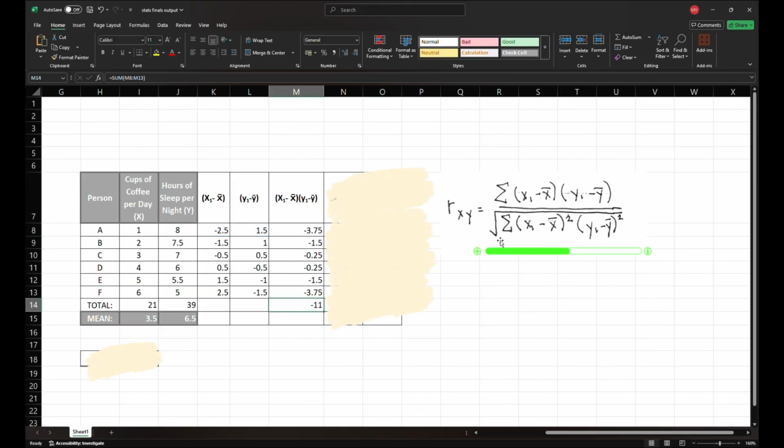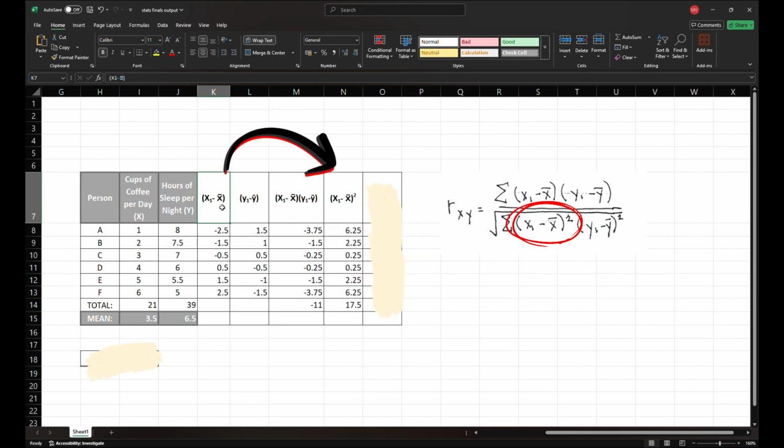In our denominator, we have to look for the summation of x sub 1 minus mean of x squared times y sub 1 minus mean of y squared. We already got the x sub 1 minus mean of x. Now we just have to multiply it by itself. So negative 2.5 times negative 2.5 is 6.25. Negative 1.5 squared is 2.25, negative 0.5 squared, 0.25, and follows. Now we have to get its summation. Its summation or its total is 17.5.